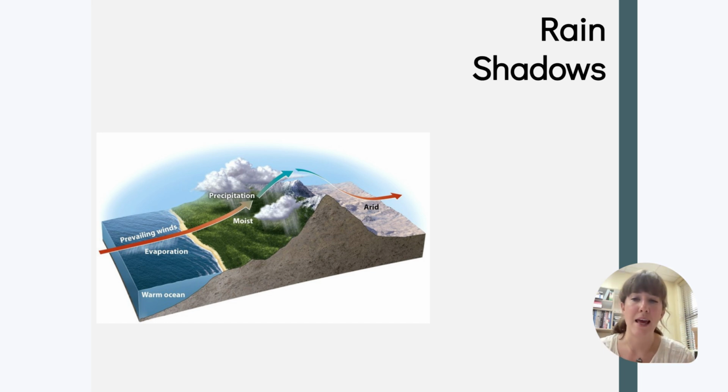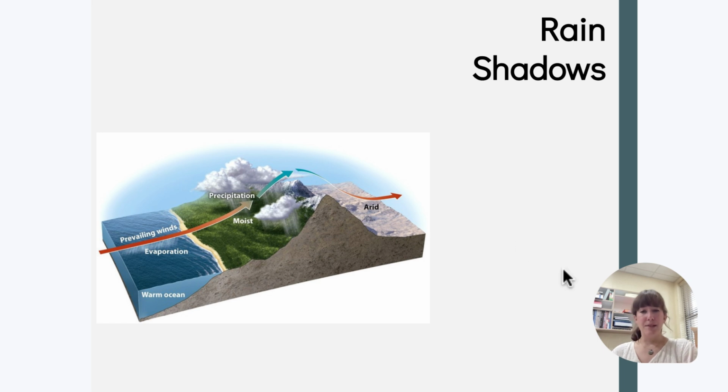We know from the Hadley cells that when air goes up, it cools down because of adiabatic cooling. And when that happens, it drops all of the precipitation. So all of the water that it was holding, that evaporated ocean water, now can't be held in that air anymore, and so it's going to fall. So this side of the mountain, where the wind from the warm body of water is coming in, is going to experience lots and lots of rain.